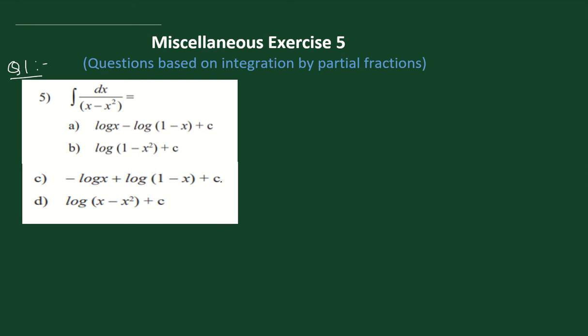Hello students, in this lecture, which is the last lecture of chapter 5, we go through miscellaneous exercise 5 and finish with sums, questions based on integration by partial fractions. In question 1, choose the correct alternative. Sum number 5 is given, which is the integral of dx upon x minus x square is equal to dash. They have given us 4 options over here.